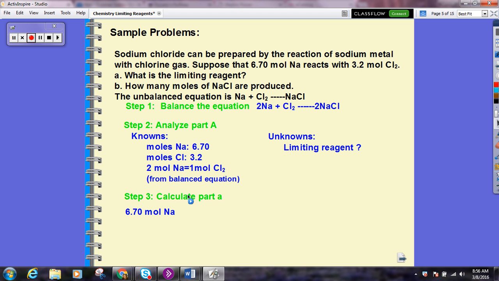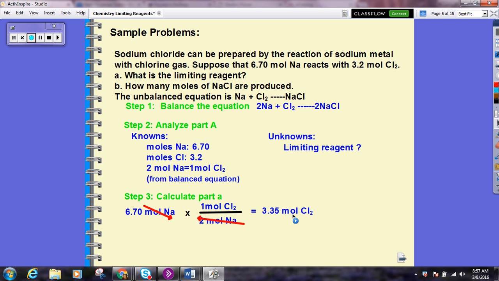So let's start with what we know. Sodium's our first one in the equation, so we're going to start with that, 6.7 moles of sodium, multiplied by the ratio, because we need to get from sodium to chlorine. So multiplied by the ratio that we've already predetermined in the balanced equation. Now we get to cross out because we have moles of sodium here, we have moles of sodium here. So that ends up crossing out. So now we have a math problem of 6.7 moles chlorine over 2. This will give us 3.35 moles of chlorine.